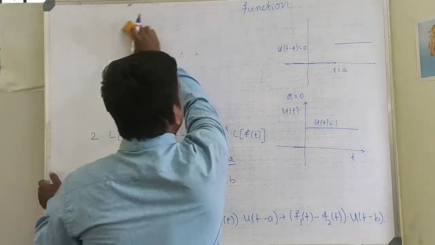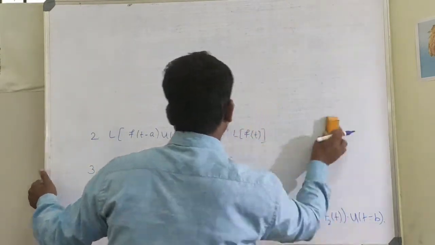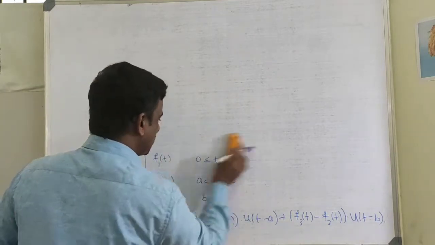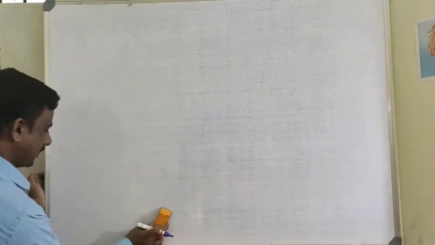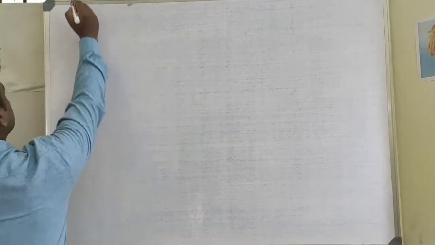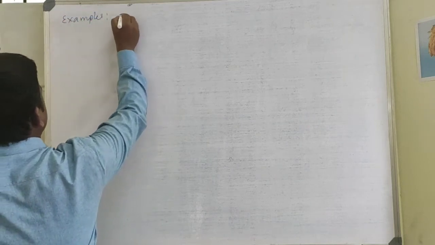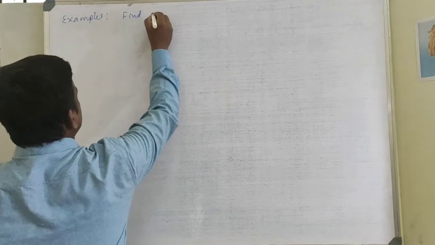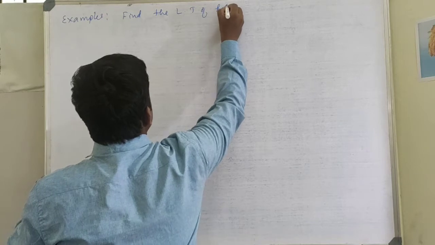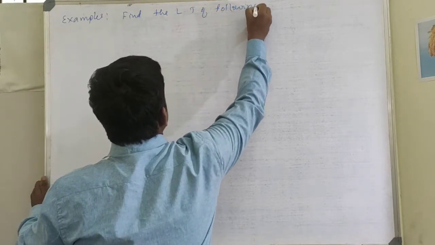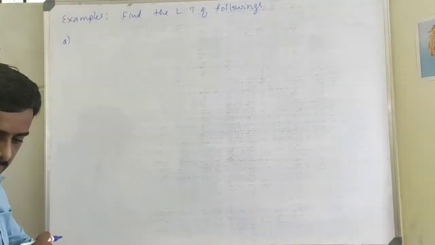Next, we shall discuss some problems on this: how to find the Laplace transform of functions involving unit step function. In all the problems, we are going to use these properties. First, let us start with the simple problems, or I'll take that as examples. Find the Laplace transform of the following. So, A, first problem I'll take.